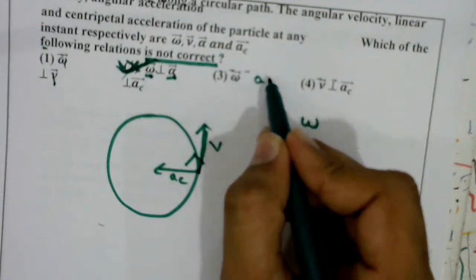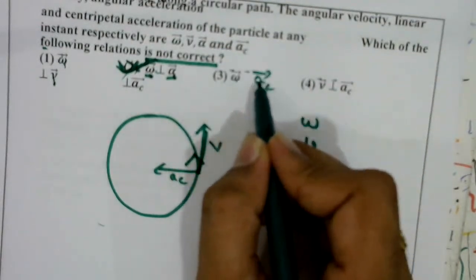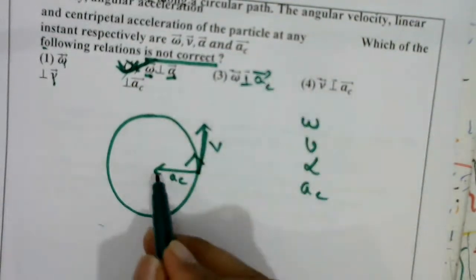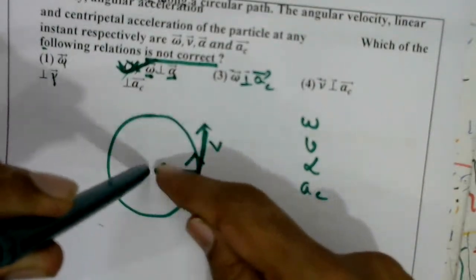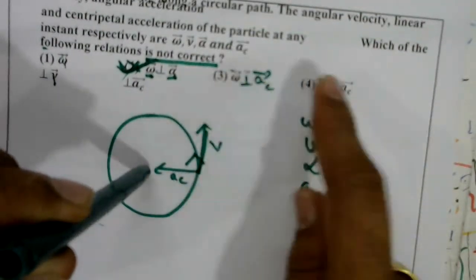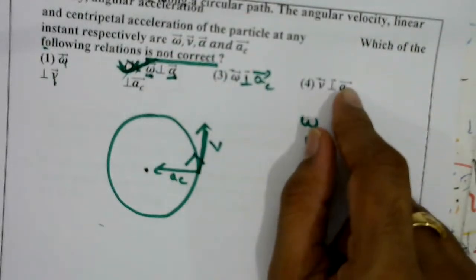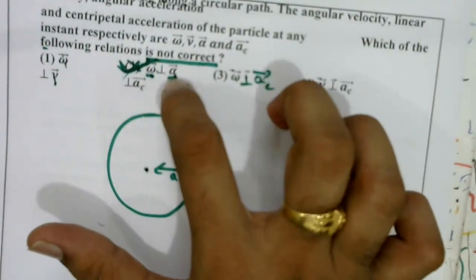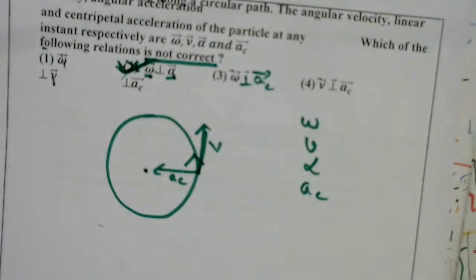Omega perpendicular to AC. Omega is upwards, centripetal acceleration this side, 90 degree. No, it is also correct. Which one is wrong here? Angular, angular, both are in the same direction. That's why that is wrong.